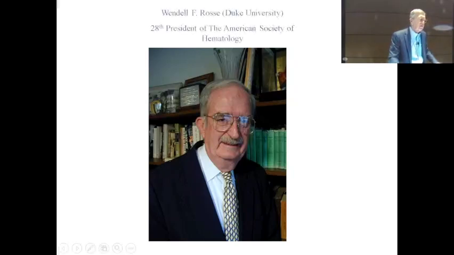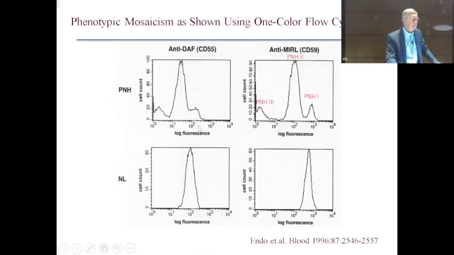Wendell Ross, who made many important contributions to understanding of PNH, but one of them was to define the different PNH phenotypes. And he did that using some very elegant methods that have largely been replaced now by flow cytometry, but at the time were really innovative studies. But here's an example of the phenotypic mosaicism in PNH.